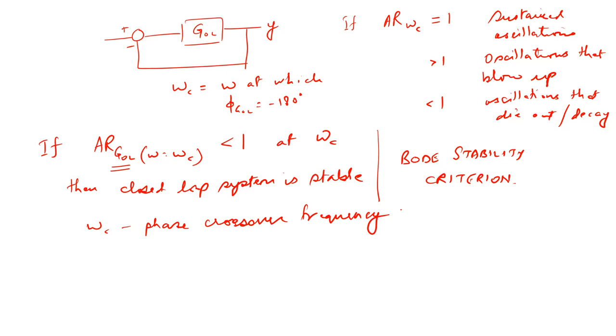So to explore why this occurs, we need to look at the polar plot of G open loop, or the Nyquist plot. So let's look at the polar plot. The fundamental stability question is whether the characteristic equation of the feedback system, 1 plus G open loop equal to 0, which is the closed loop characteristic equation, has roots in the right half plane. Even one root in the right half plane implies that the closed loop system is unstable. So the key question is, does the closed loop characteristic equation have any right half plane roots?